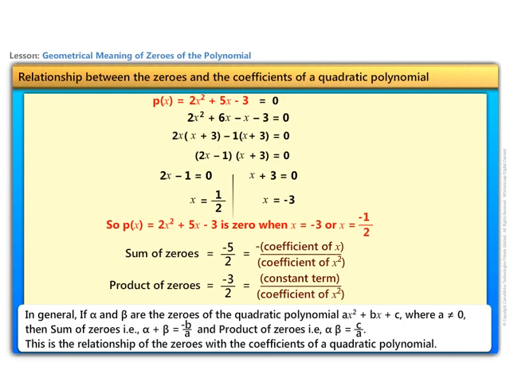In general, if alpha and beta are the zeros of the quadratic polynomial ax squared plus bx plus c, where a is not equal to 0, then alpha plus beta is equal to minus b by a and alpha into beta is equal to c by a. This is the relationship of the zeros with the coefficients of a quadratic polynomial.